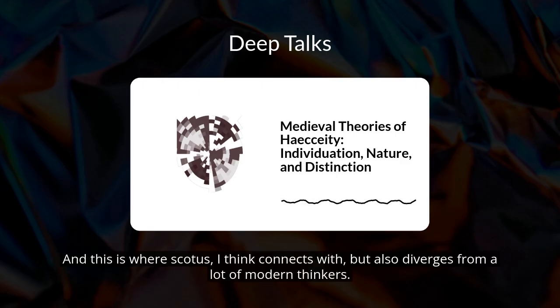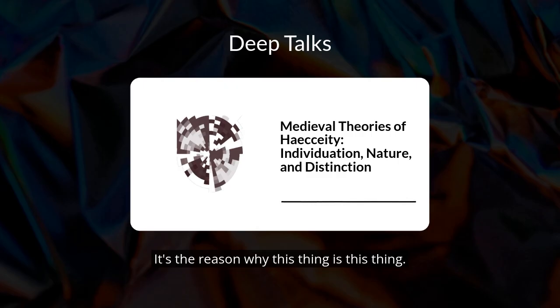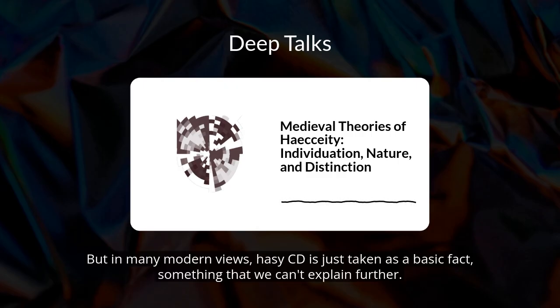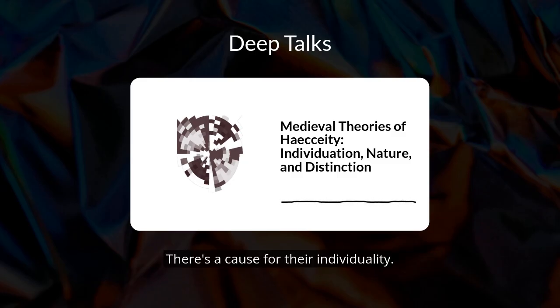Yeah. And this is where Scotus, I think, connects with but also diverges from a lot of modern thinkers. So for Scotus, Haecceity explains identity. It's the reason why this thing is this thing. But in many modern views, Haecceity is just taken as a basic fact, something that we can't explain further. So for Scotus, it's not just that things are individuals. There's a cause for their individuality.